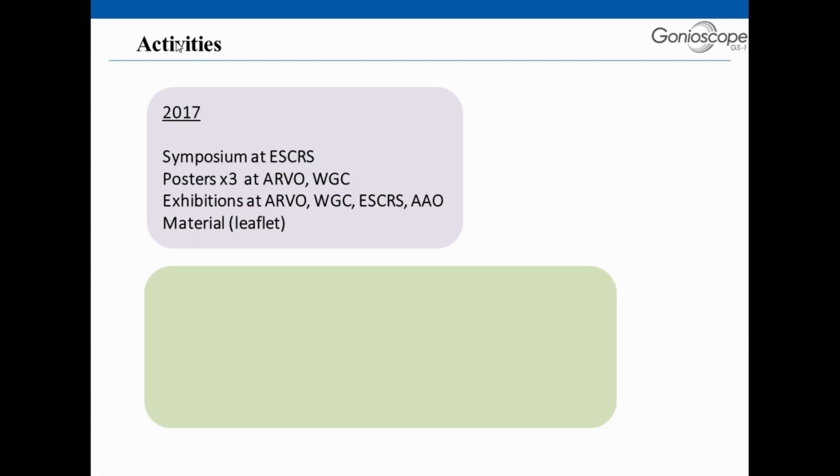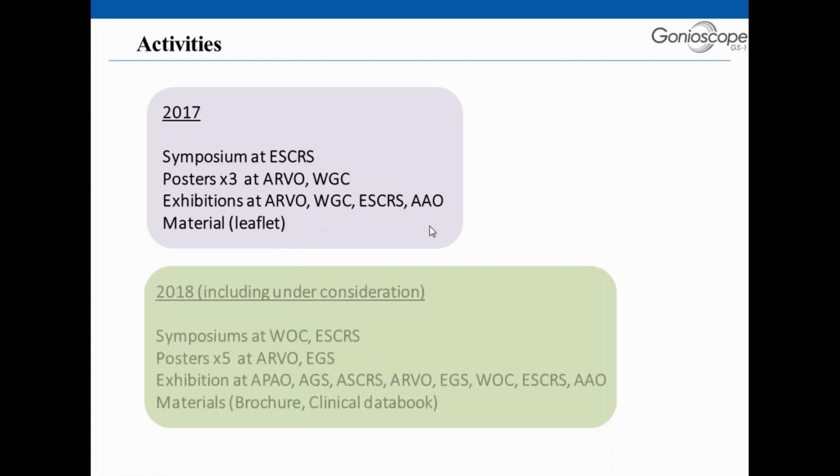For the pre-marketing, here's a list of activities from 2017. We had symposiums and also posters and exhibitions, and for materials, we provided a leaflet. In 2018, we already had a symposium at WRC, and we will have another symposium at ESCRS in September. We're also going to provide posters and exhibitions at the following congresses. And for materials, we will provide a brochure and also a clinical data book.